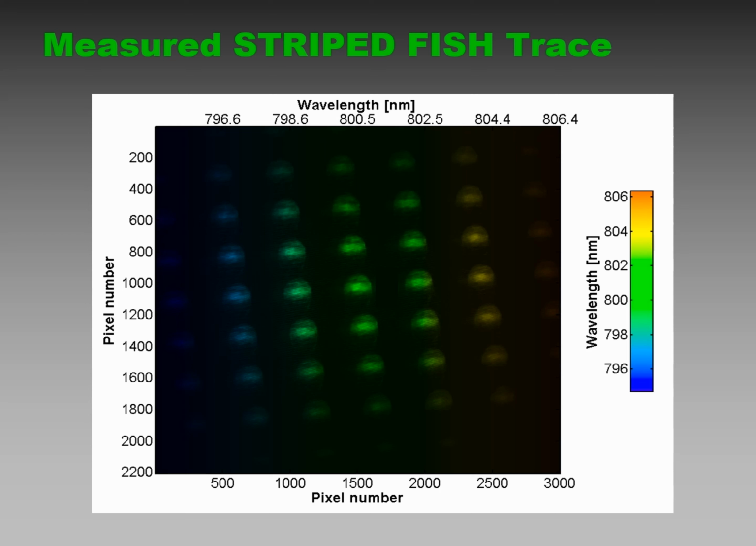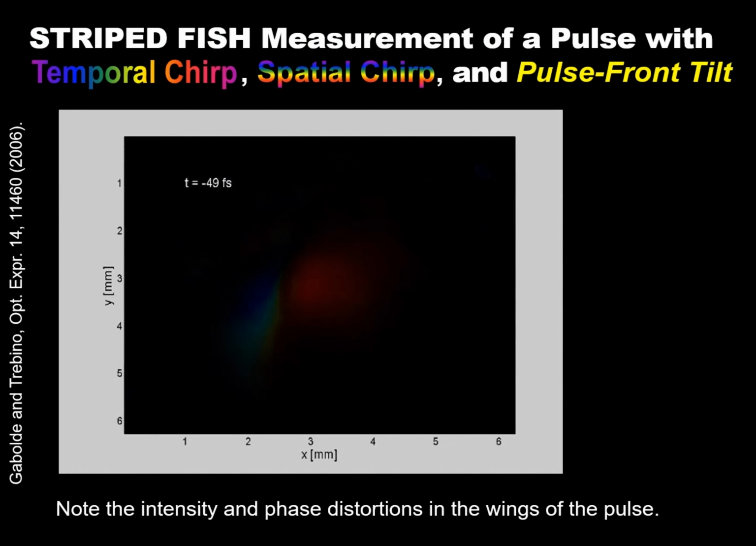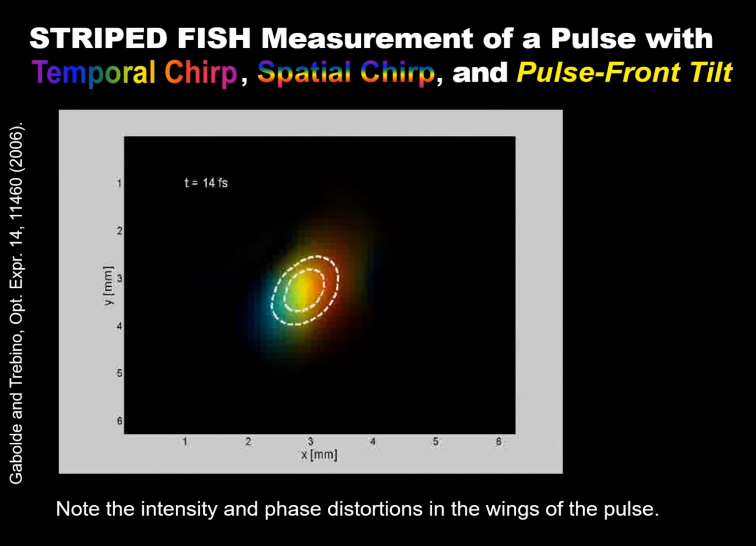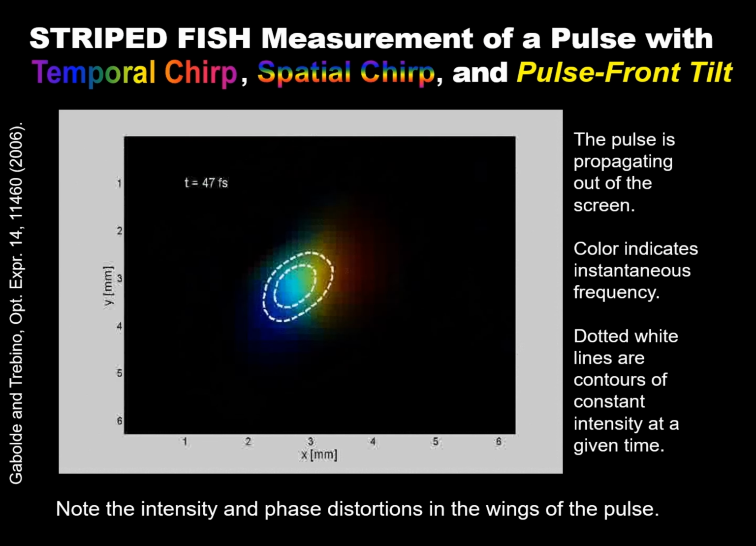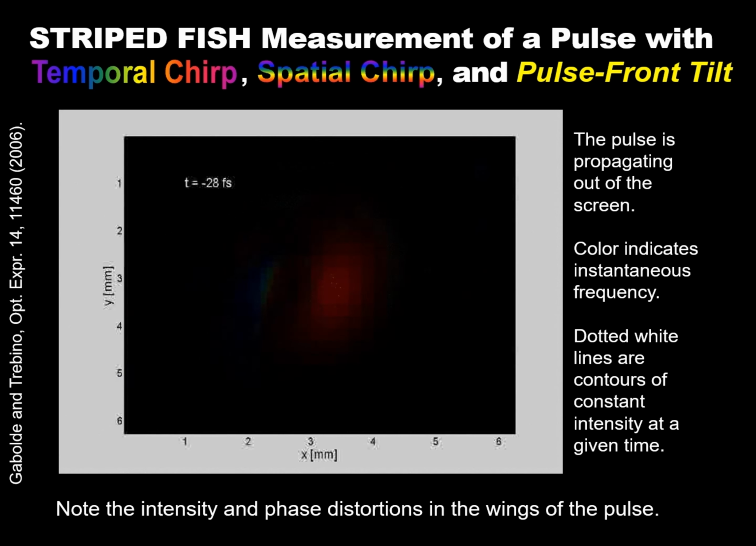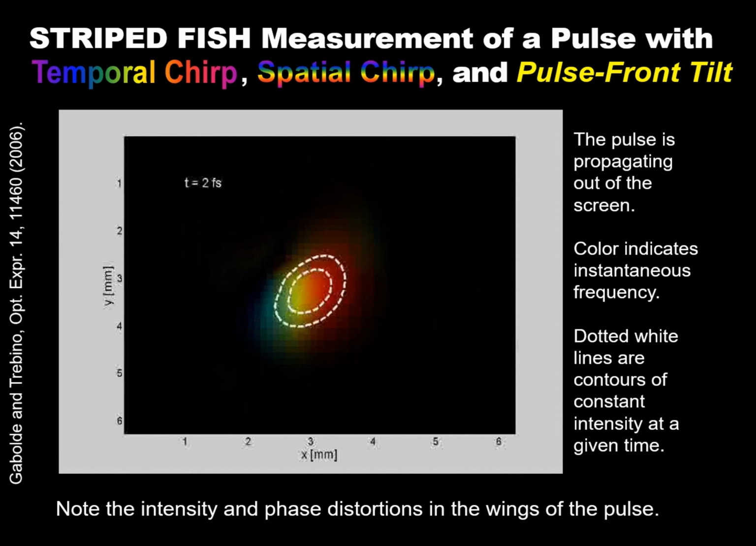This is a typical measured STRIPED FISH trace. There are about 50 holograms, and each is about a 100 by 100 array. These numbers can be easily varied according to whether the pulse is more complex in time or space. And this is a pulse completely measured using STRIPED FISH. It's coming out of the screen at us, and color indicates instantaneous frequency. It has several spatiotemporal distortions: temporal chirp, spatial chirp, and pulse front tilt, which you can see from the movie.